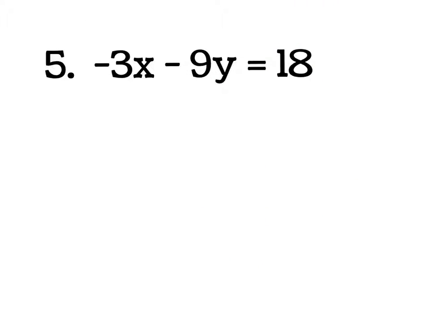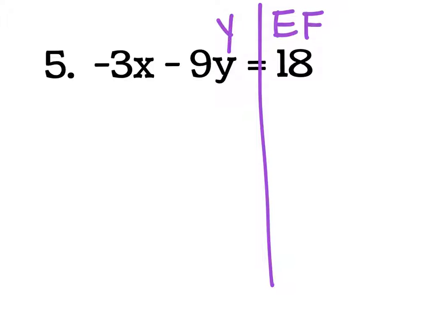Number 5, so again, I'm solving for y, which means I want y's on one side, I want everything else on the other. So the thing that's keeping y from being by itself is this minus 3x. So when I move the minus 3x to the other side, it becomes a plus 3x, and then it's gone.